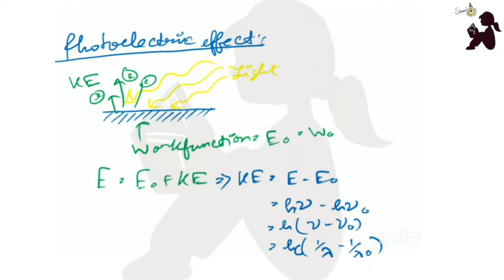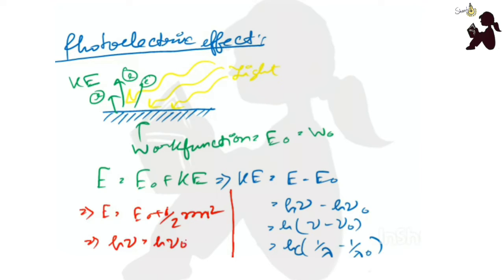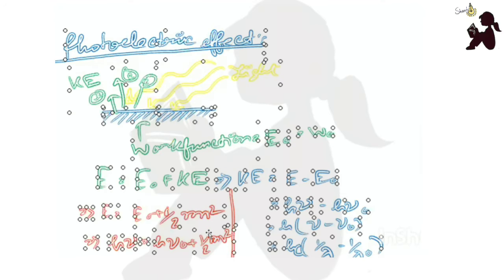This equation has another form. If we have to write it, E equal to E naught plus half mv square, or h mu equal to h mu naught plus half mv square. So here our photoelectric effect is done. So now we have to see some graphs regarding it.